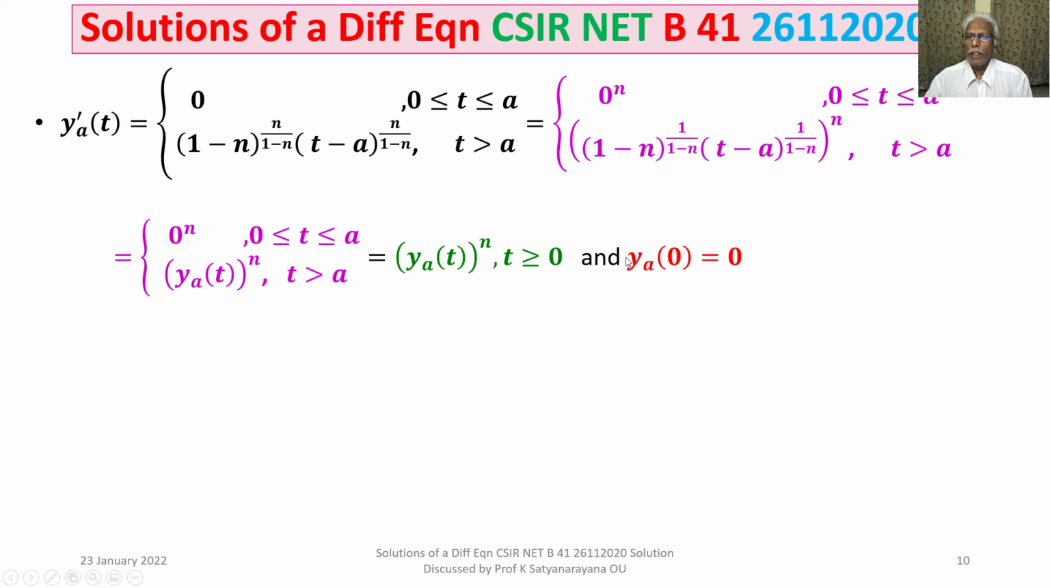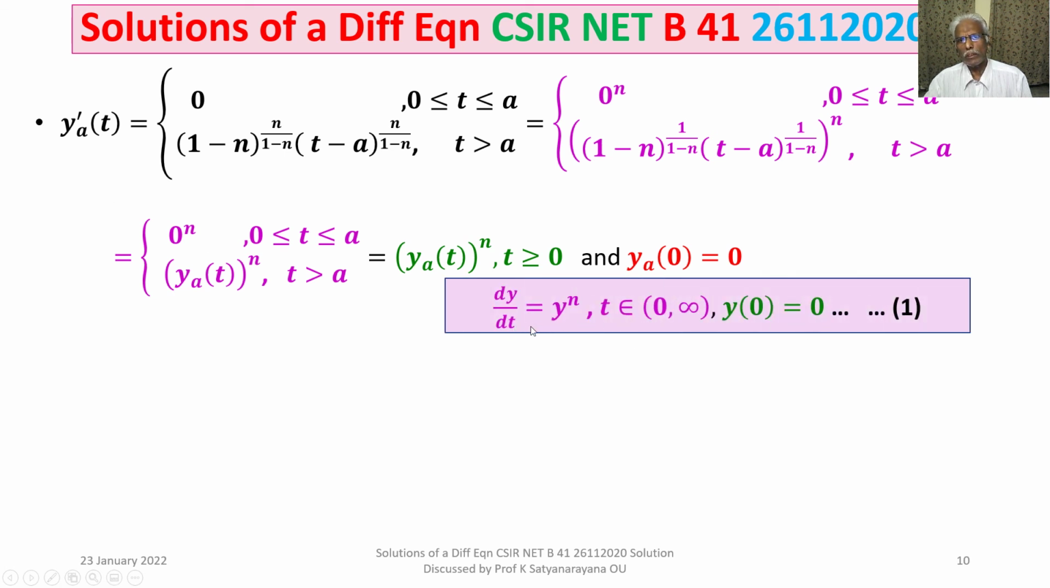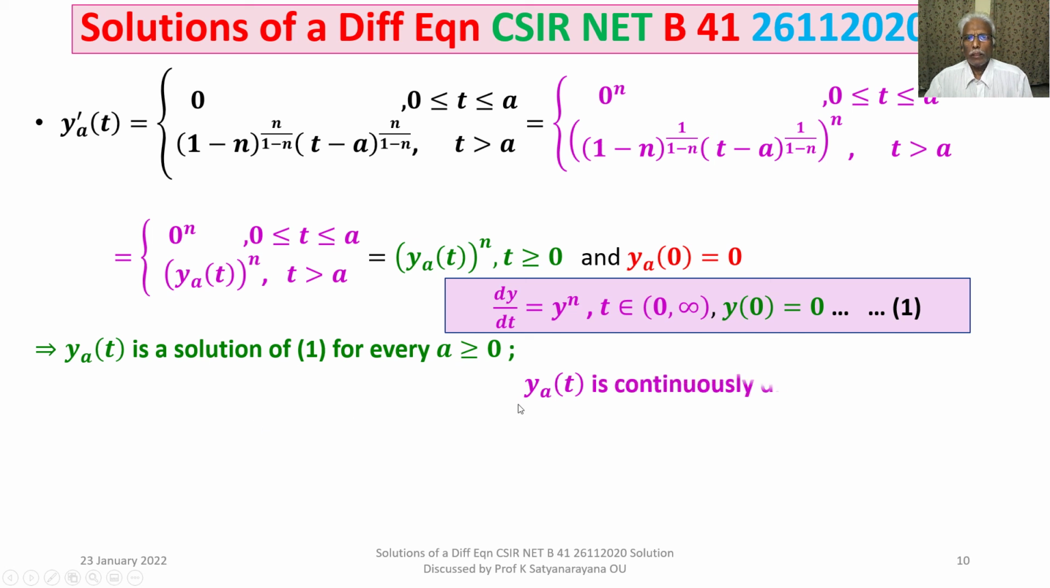And y_a(0) is 0. So y_a'(t) is equal to y_a(t) to the power of n when t is greater than 0, of course t is greater than or equal to 0, and y_a(0) is 0. What are you seeing? Recall your differential equation. It says this y_a(t) satisfies this. So this says y_a(t) is the solution of this initial value problem for every a greater than or equal to 0. And y_a(t) is not only a solution, it is continuously differentiable on 0 to infinity.